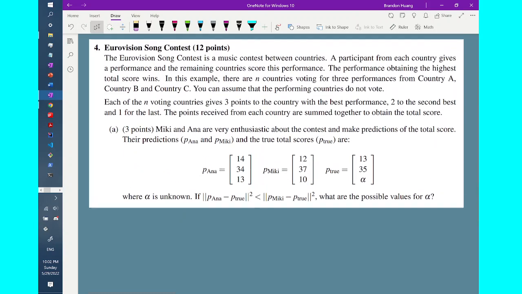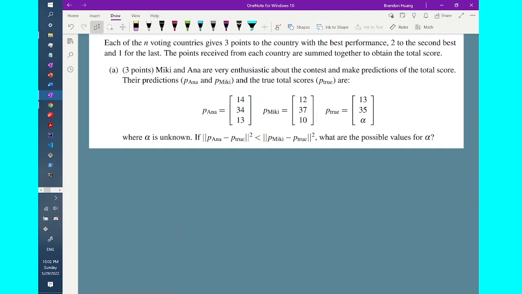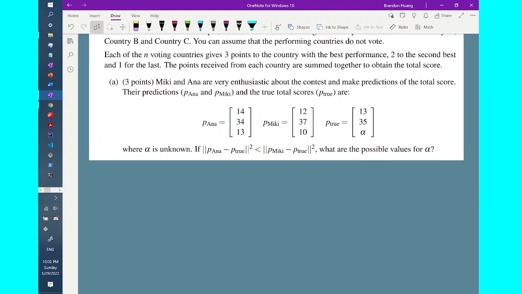Alright, let's talk about question 4, which addresses this song contest that Mickey and Anna are very enthusiastic about, so passionate that they decided to predict the true scores of each country in the contest. So now we're given a vector that stands for their prediction, one being Anna's, one being Mickey's, and then the third vector being their true total scores, also expressed in a vector of similar dimension. But the true score has an unknown component.